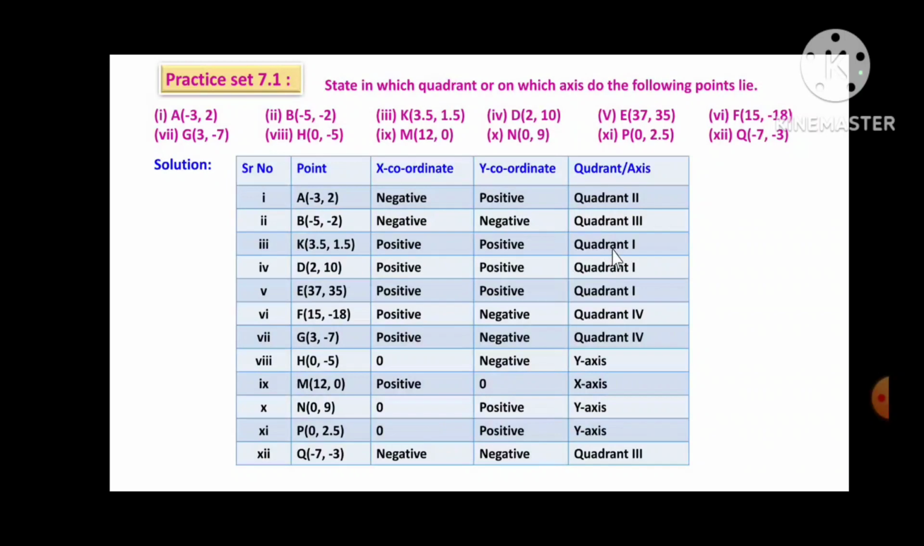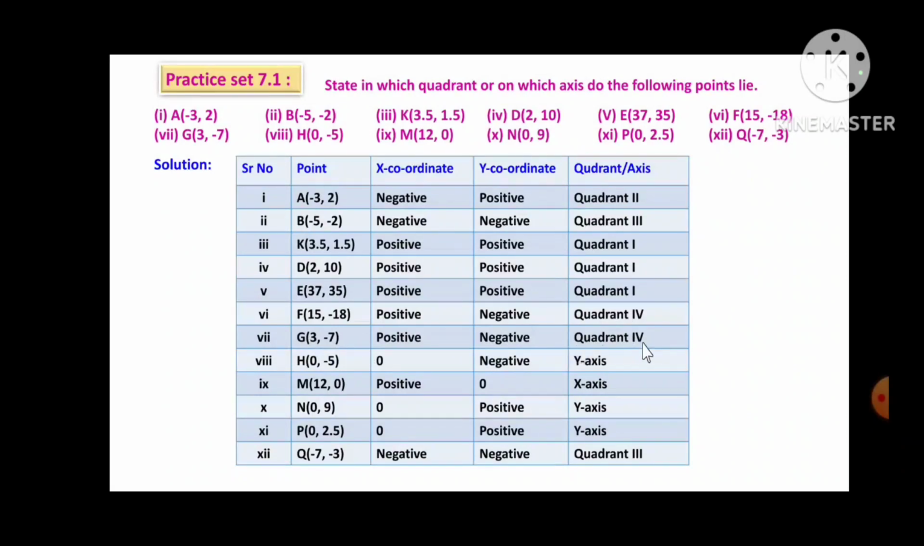Fourth one, D (2, 10). Both are positive, lying in the first quadrant. E (37, 35). Both coordinates are positive, lying in the first quadrant. F (15, -18). The x-coordinate is positive, the y-coordinate is negative. So it is lying in the fourth quadrant. G (3, -7). The x-coordinate is positive and the y-coordinate is negative. Therefore it is lying in the fourth quadrant.